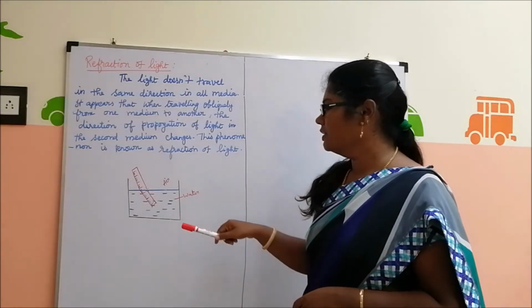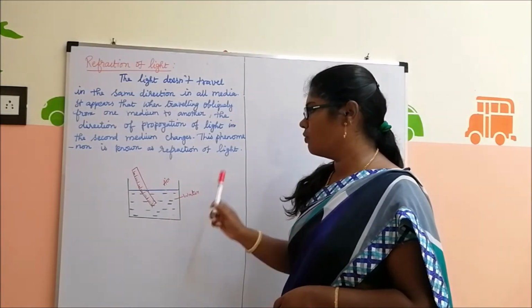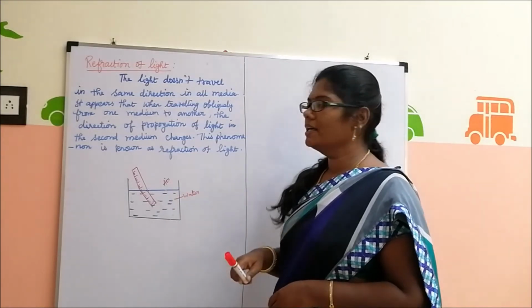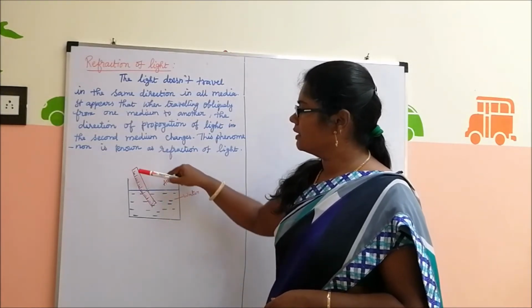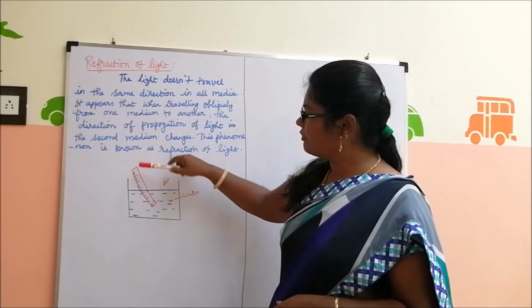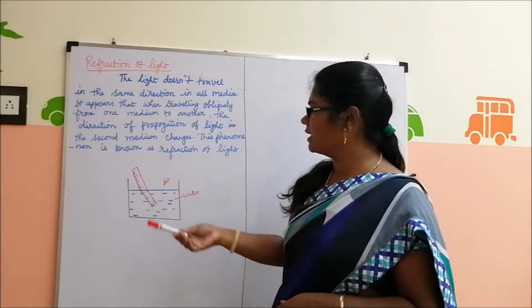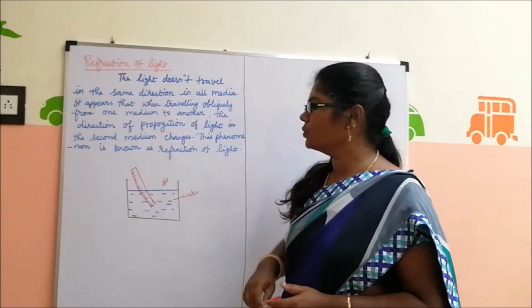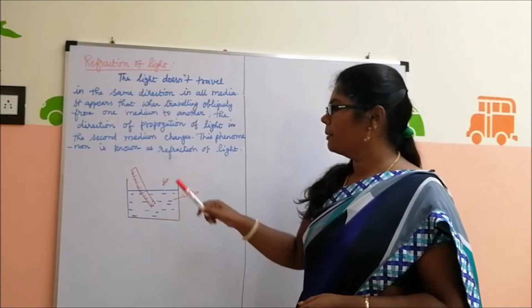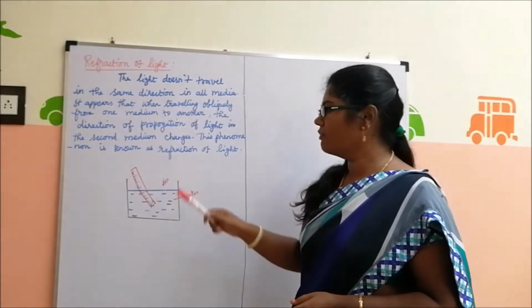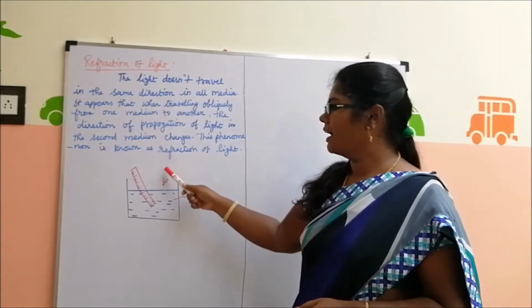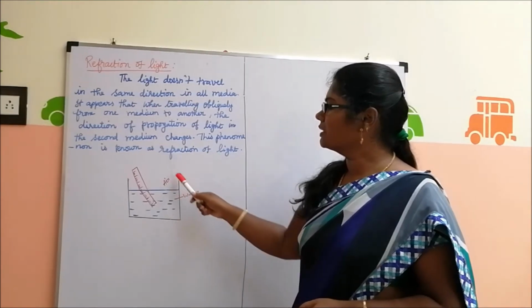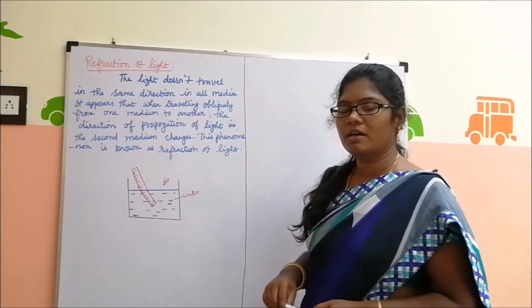Just look at this picture. This is the air medium and this is the water medium. So, the water medium is denser than the air medium. Now, look at this scale. If you put the scale inside the water, it appears to be bending in the water medium. This is due to the refraction of light, because the direction of propagation of light in the water is not the same as in the air. So this phenomenon is known as refraction of light.